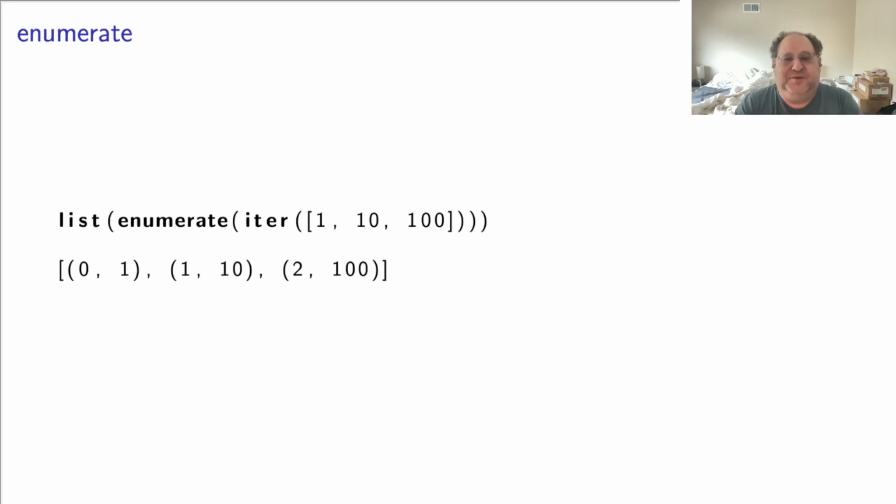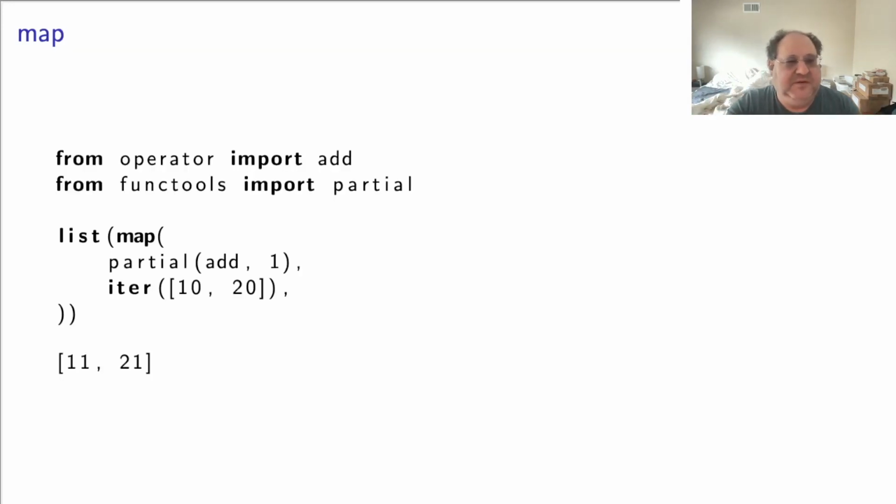The first is a pretty cool built-in called enumerate. If you enumerate an iterable, then it will return an iterator with tuples of the original value and the index. That's very useful if you need the running index, to say print every 10th item, which makes it much easier. Map takes a function and an iterable, and it will return an iterator that applies the function one step at a time. So I add 1 to an iterable of 10 and 20, and I get 11 and 21.